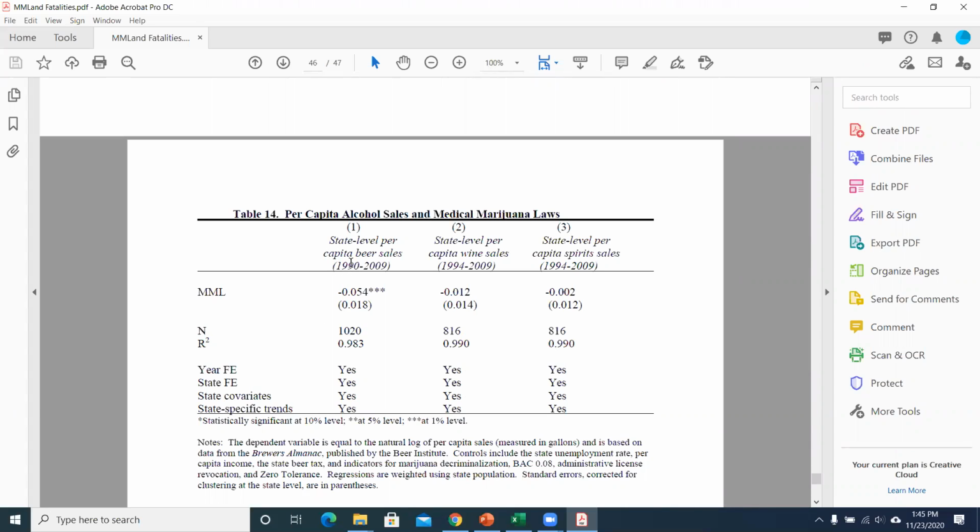So here was the other one. They then said, okay, we think it's operating through substitution, but we're not sure. So they went out and got some state level beer sales, wine sales, and liquor sales. It doesn't look like anyone's substituting away from wine and liquor, but for beer, they found these medical marijuana laws actually decreased overall per capita beer sales, right? So this is another thing that might suggest people are substituting away.